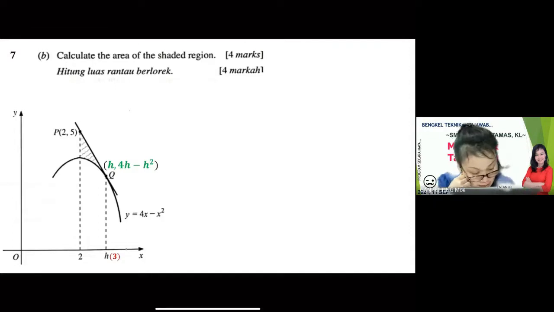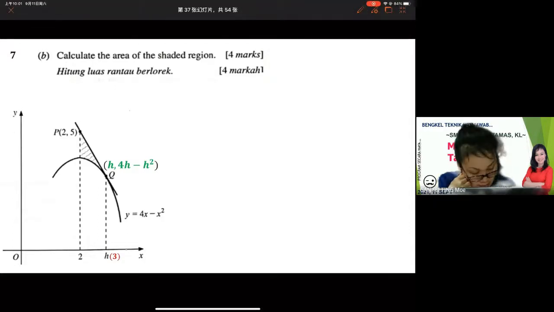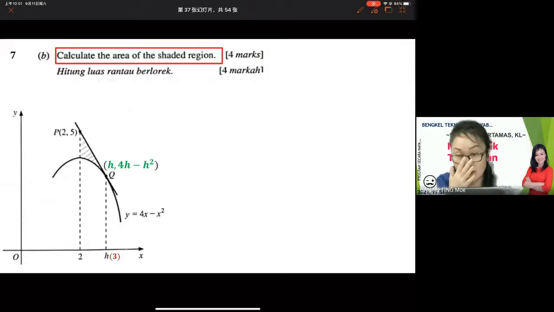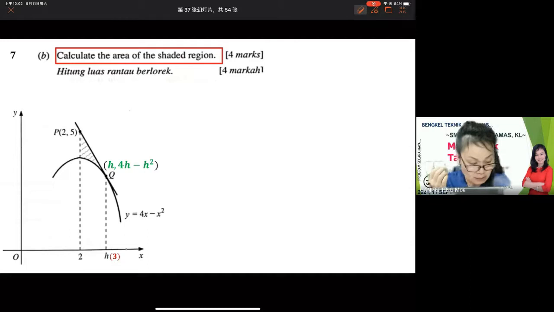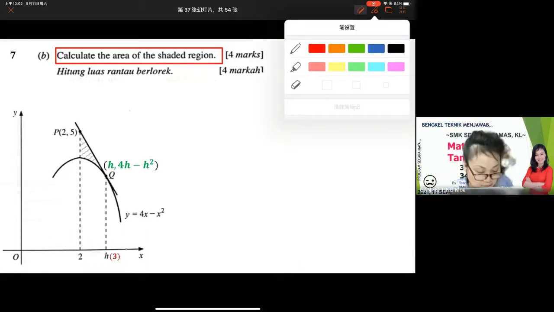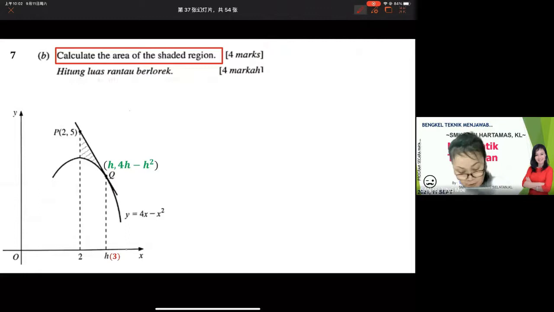Okay, now this question asks you to calculate the area. Calculate the area of the shaded region. Where is the shaded region? The shaded region is here. Then you have to know how to calculate it. How? Can you please give me some tips by looking into the sheet before I give you my answer? I want some ideas from you. What do you see from the sheet under this topic? Enhance a bit your thinking. You want to get the shaded region. What do you do? Now you read the question, now you start to plan. Area under the tangent minus area under the curve.